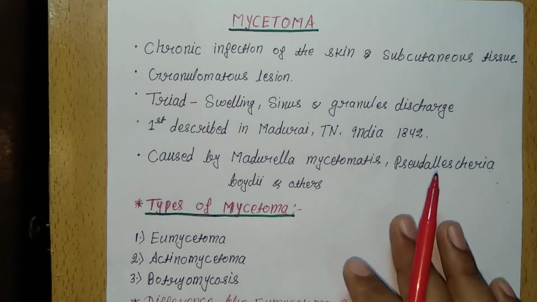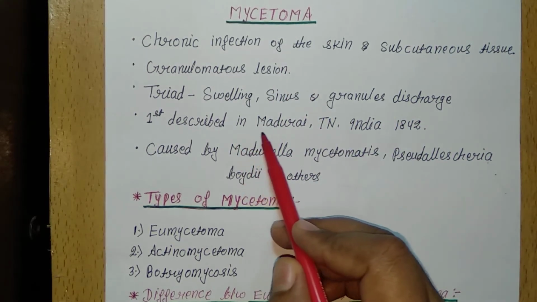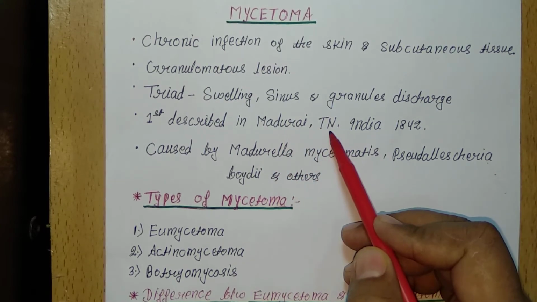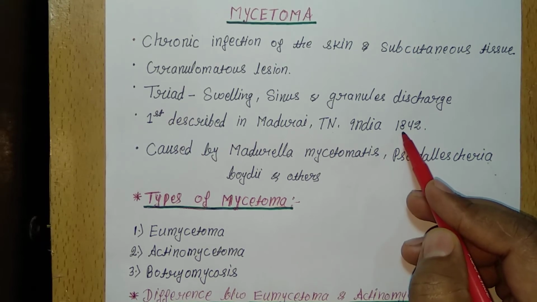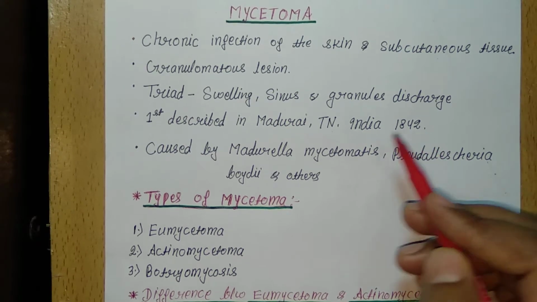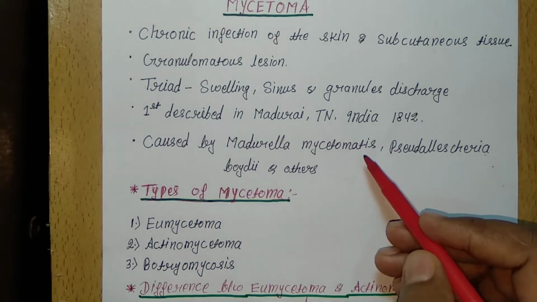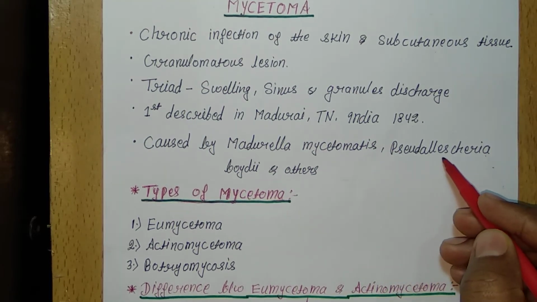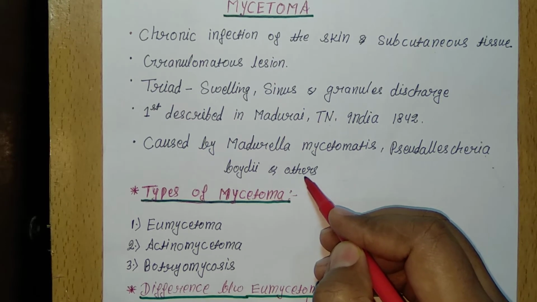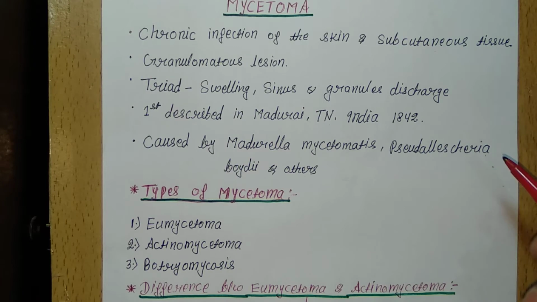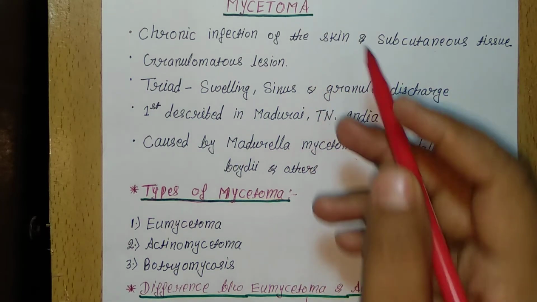So guys, mycetoma was first described in Madurai, that is in Tamil Nadu, South India, in 1942, and it is caused by Madurella mycetomatis and Pseudallescheria boydii and many other fungi also. So these are the causative organisms of mycetoma.